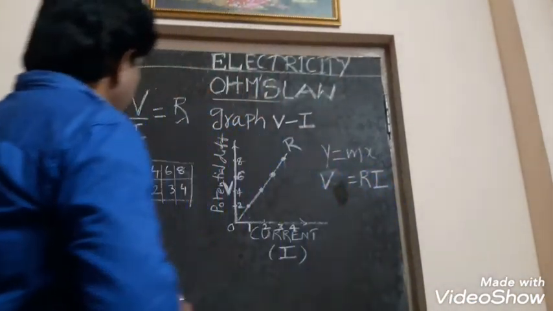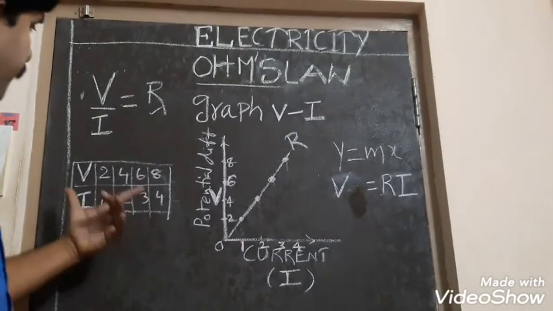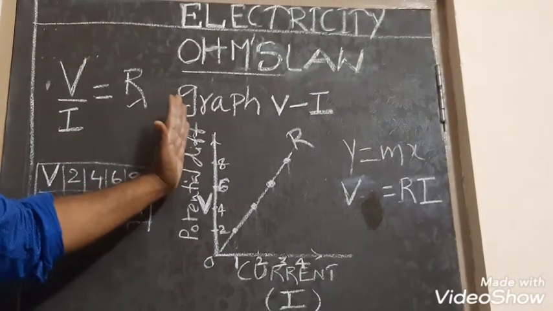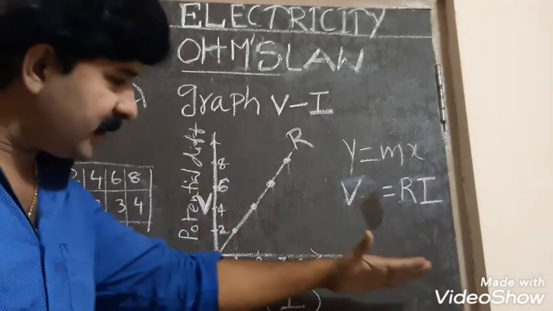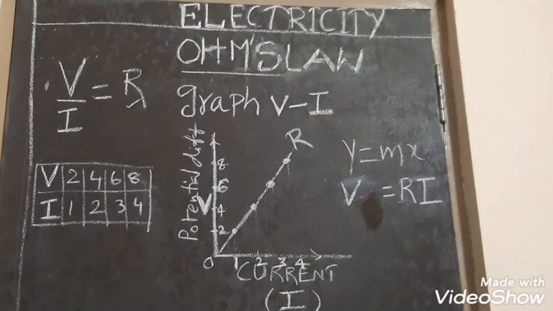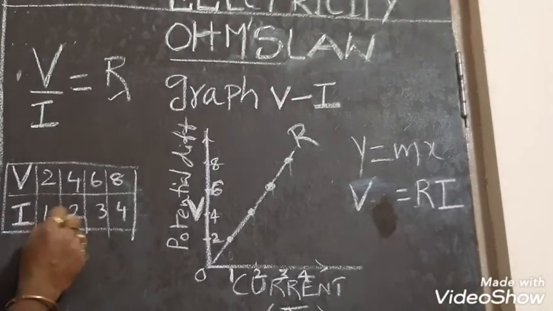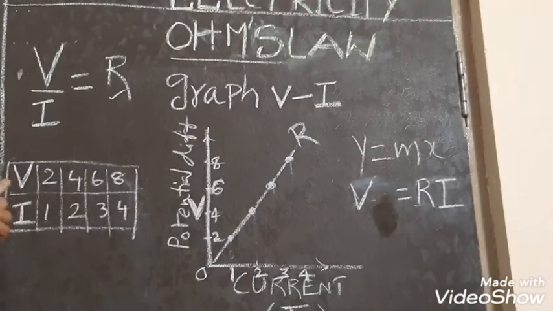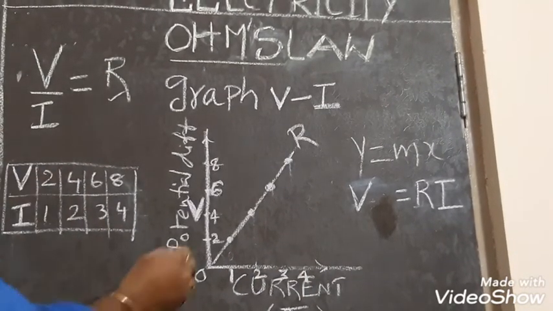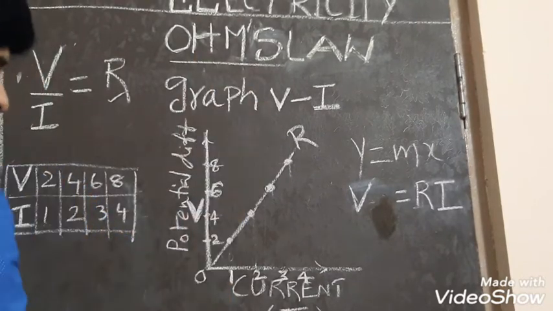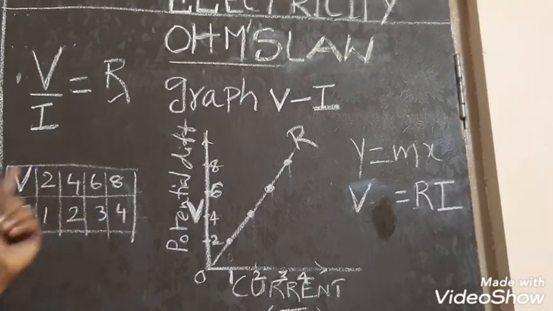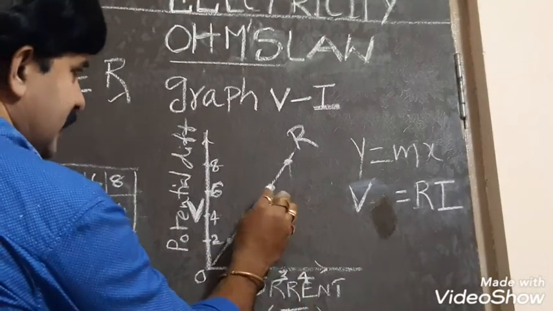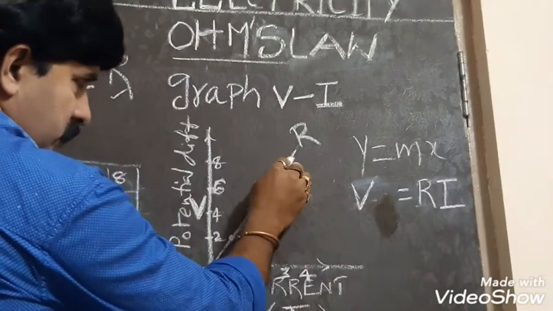Okay, so if you plot this in a graph, taking potential difference on the y-axis and current on the x-axis, let us plot the values. Current: 1, 2, 3, 4. Potential difference: 2, 4, 6, 8. So the points are (1, 2), (2, 4), (3, 6), (4, 8). Okay.